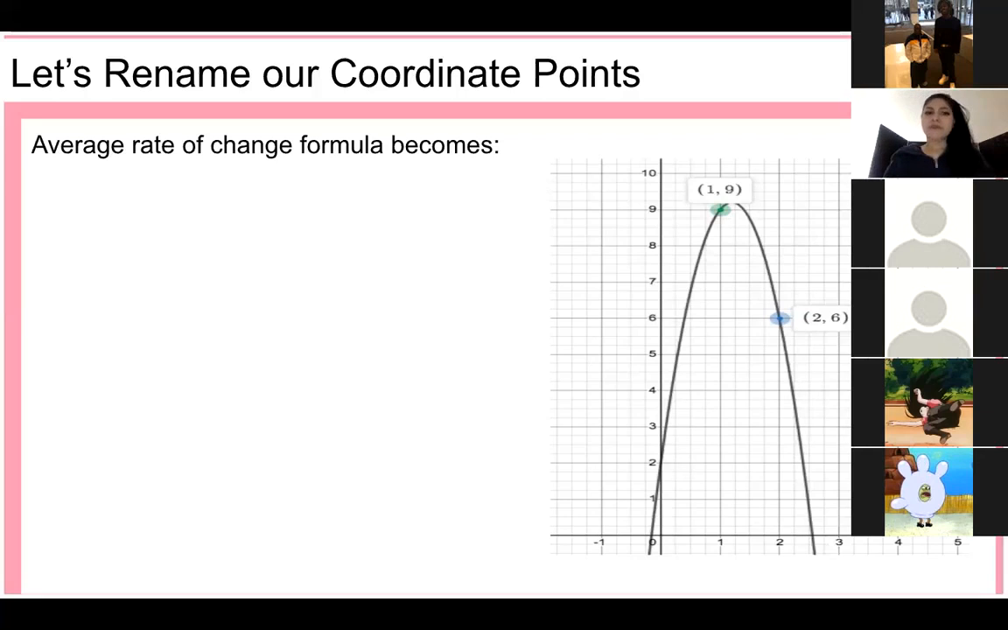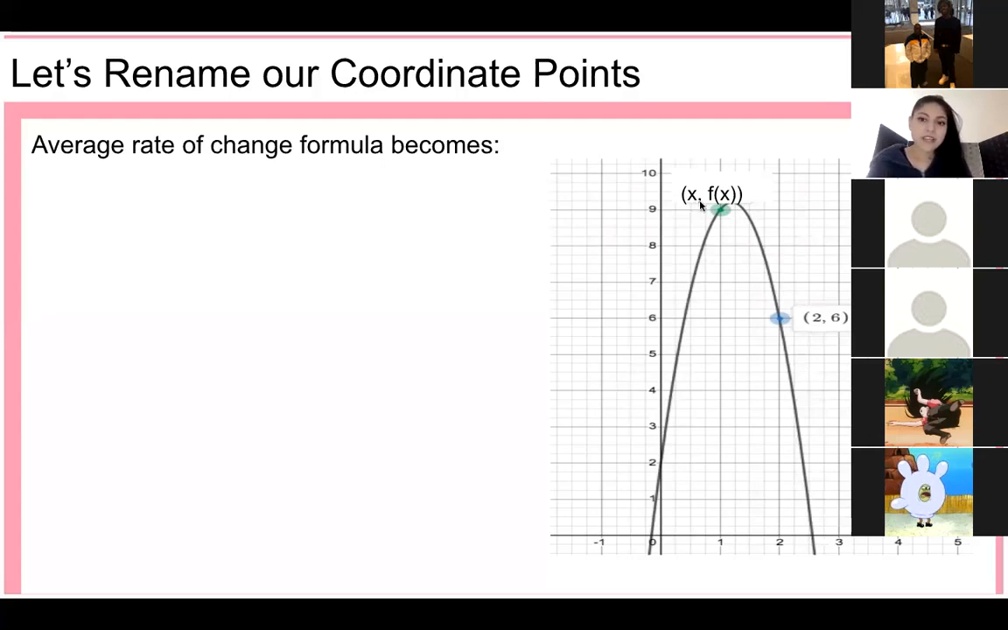All right, so we're going to try to formalize this. So we're going to rename our coordinate points. And what I mean by formalize is I'm trying to generalize this for any 2 points, not just 1,9, not just 2,6, for any points on any function. So I'm just going to rename my points. This green point, I'm going to call x comma f of x. It's like x comma y. F of x is just a formal way to write y. It's a function. So I renamed that first one.